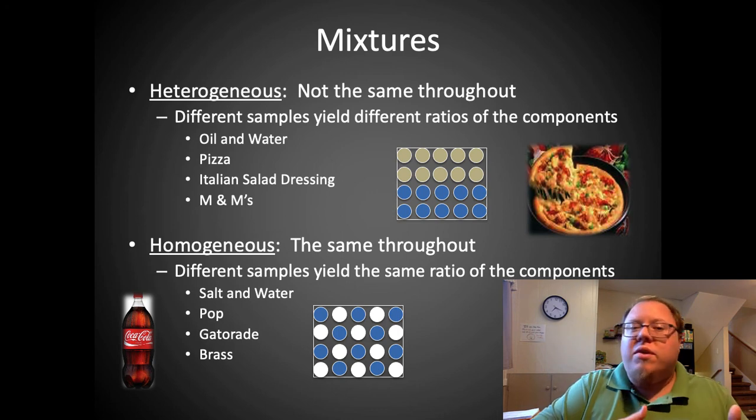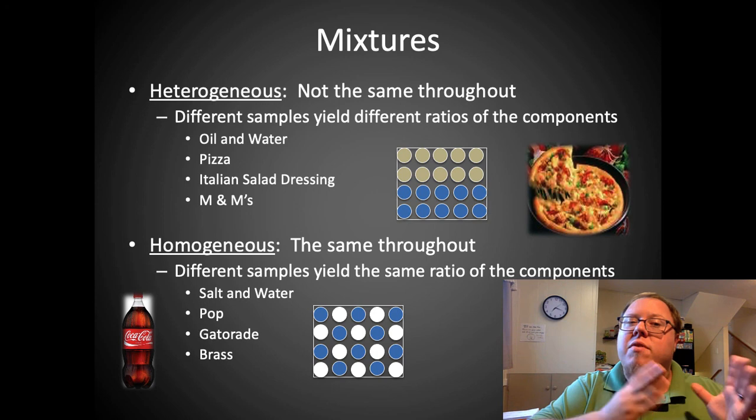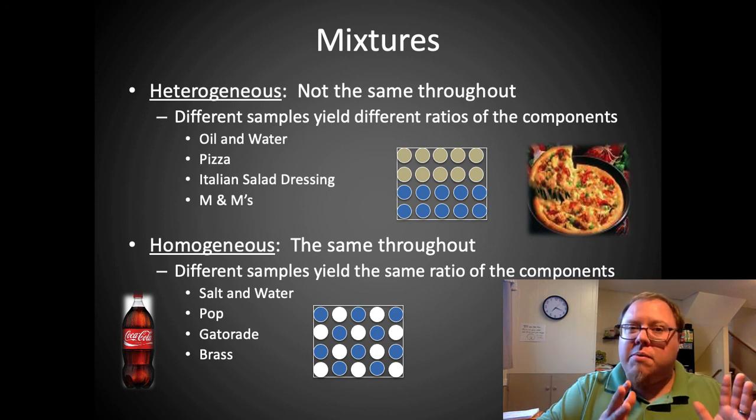Okay, Gatorade's another one. Brass is another one. Right, that's actually a mixture of copper and zinc, mixed so well all the way throughout that it kind of looks like one thing. All the atoms are mixed kind of perfectly evenly, even though they're not bonded. You still have copper and zinc, so it's a mixture.